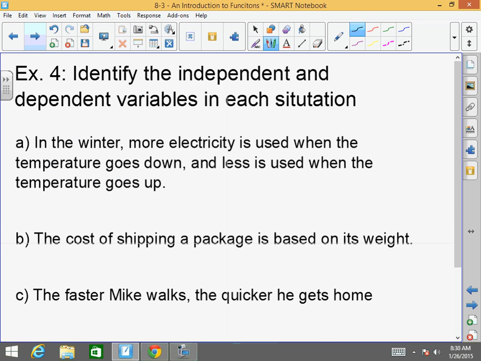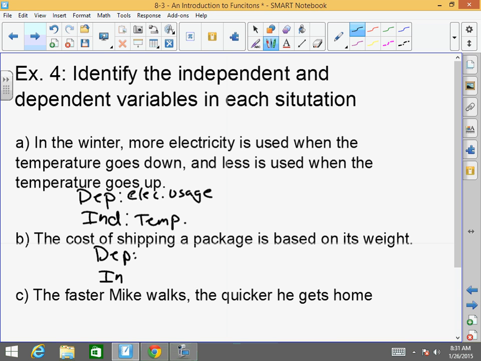Okay, thank you. Identify the independent and dependent variables in each situation. In winter, more electricity is used when the temperature goes down and less is used when the temperature goes up. So what's my dependent and what's my independent? What depends on what here? Perfect. Electricity usage, right? So electricity usage is dependent on temperature. Perfect. Perfection.